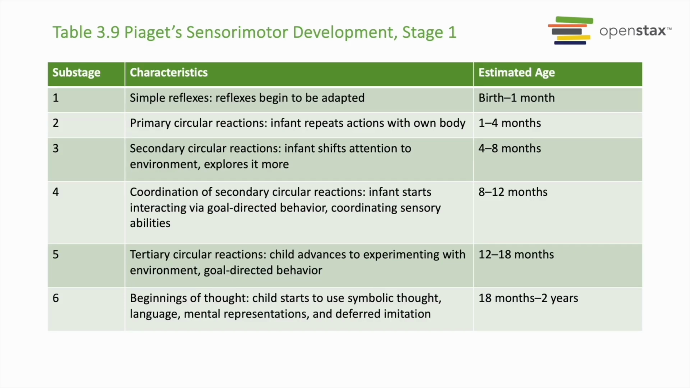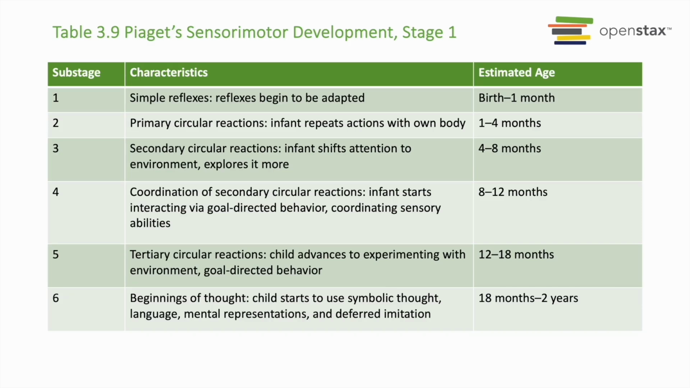Substage 2. Characteristics include primary circular reactions. Infant repeats action with own body. Happens from 1 to 4 months. Substage 3, secondary circular reactions. The infant shifts attention to the environment and explores it more from 4 to 8 months. Substage 4, coordination of secondary circular reactions. The infant starts interacting via goal-directed behavior and coordinating sensory abilities from 8 to 12 months.